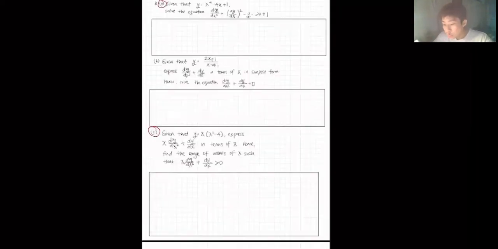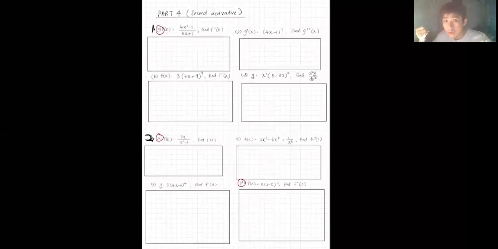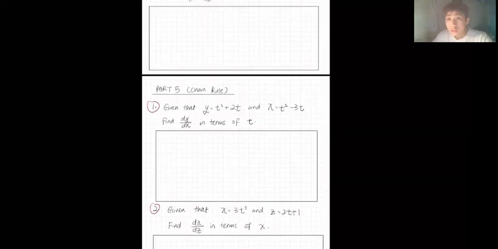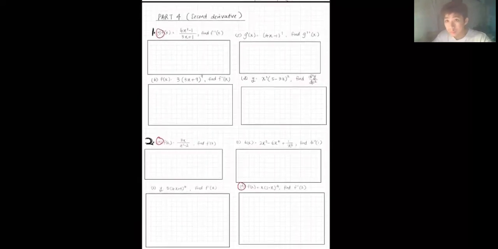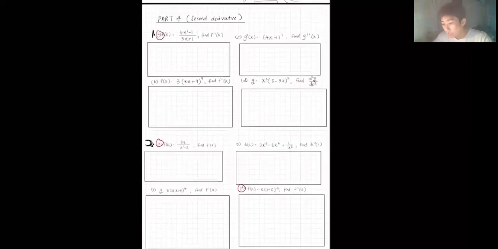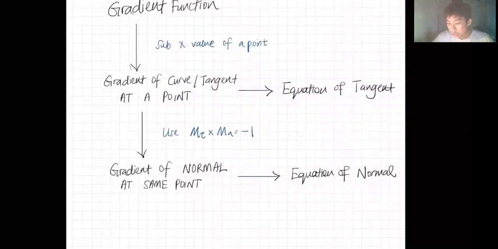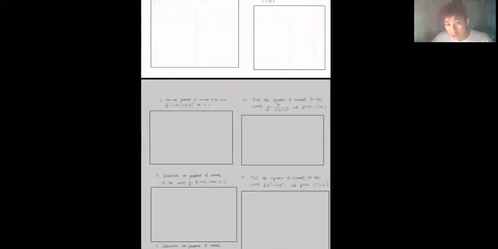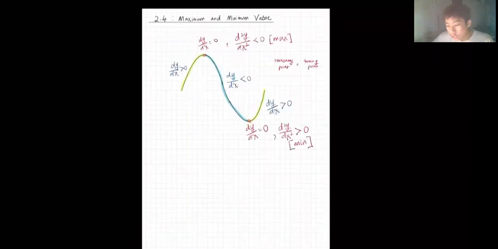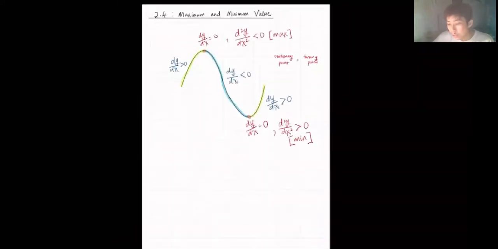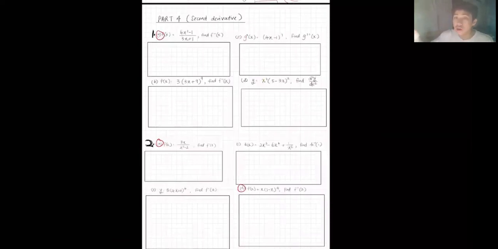Then I will do second derivative. Second derivative is in part 4. I will do part 5 first, chain rule, in the next video. Then in the next video, I will do second derivative. Then we are done with chapter 2.2. Means we are done with chapter 2.1, chapter 2.2, whole thing really. Then we move on to chapter 2.3, which is tangents and normals. We'll do a lot of tangents and normal questions. And then after tangent and normals, we move to 2.4, which is maximum and minimum. Then later on we'll continue to rate of change, small change, approximate. Then we're done with the whole chapter.